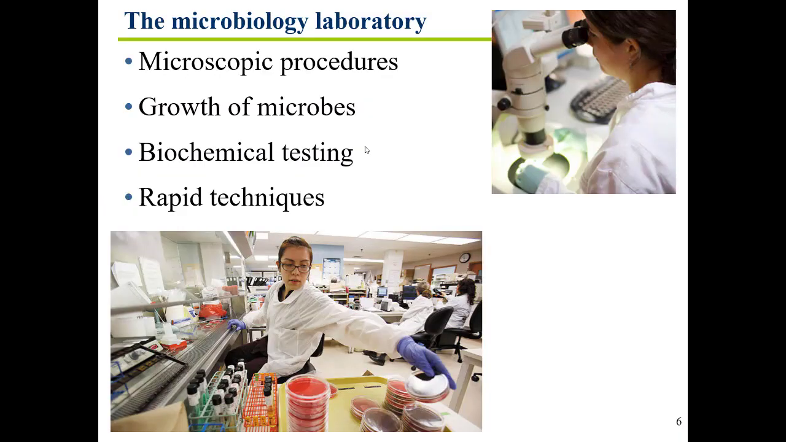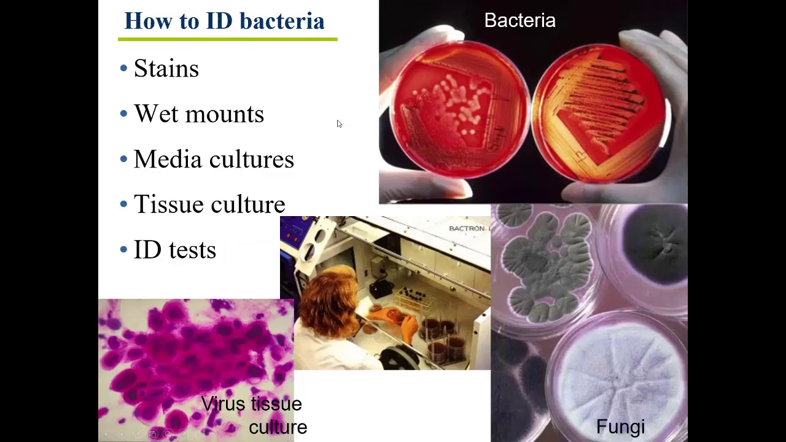Let's change gears here. Now we're going to move to work done in a laboratory, and much of this has already been covered in lab, so you don't have to be going over this again. You've already seen and done microscopy in the lab. You have grown microorganisms in the lab. We have done biochemical testing, and you have seen a rapid technique like an API 20. You've identified bacteria in the lab already. You've done staining, wet mounts. You've grown bacteria on different kinds of differential and selective media.